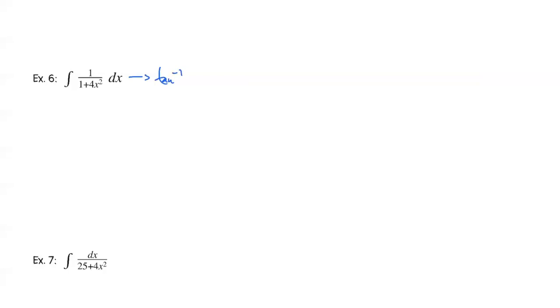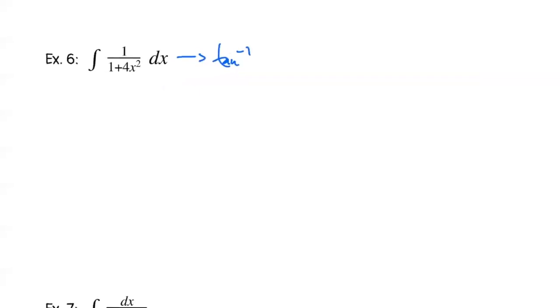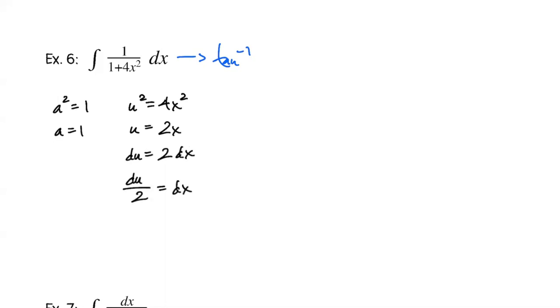So inverse tangent, yep, perfect. All right, so I like to set things up the same way. I like to find my a squared, my u squared. A squared equals 1, a is 1, u squared equals 4x squared, so that means u is 2x. In this case, because u is 2x, I'm definitely going to need my u sub, right? So I'm going to take my derivative. I'm going to make sure I divide that 2 away. So everywhere I see a dx, I can replace it with 1/2 du.